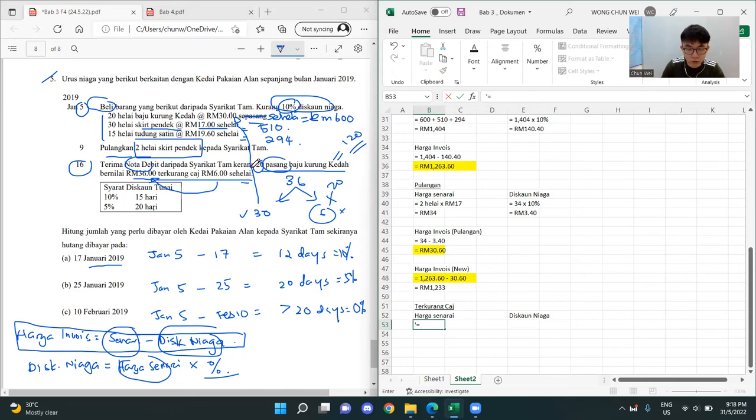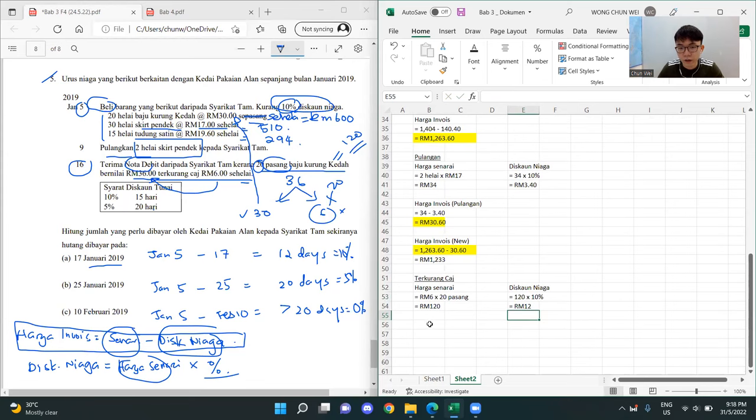Or do you want me to show the working? I can show the working for you. RM6 times 20 pasang, and then you get RM120. And then for this discount, I get the same thing based on the harga senarai, this 120. I get 10% discount actually, so RM12 discount. And the harga invoice for this terkurang charge.